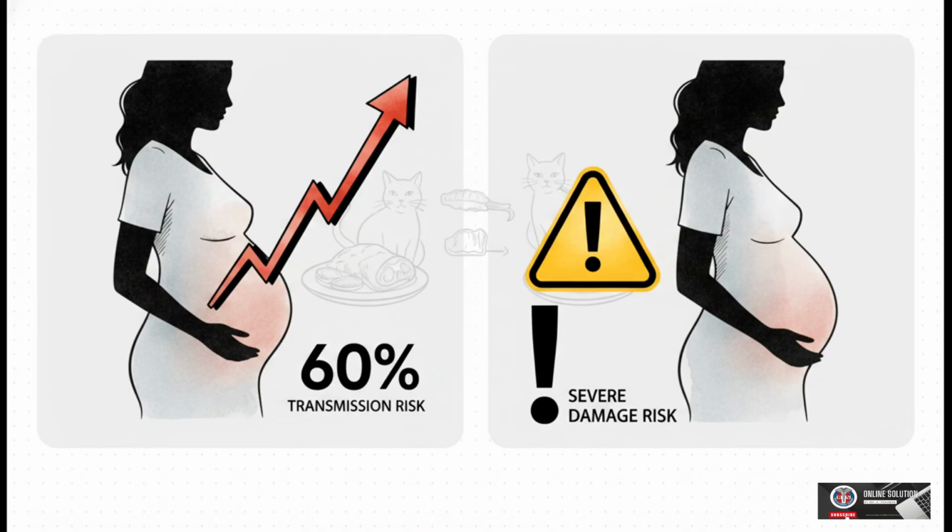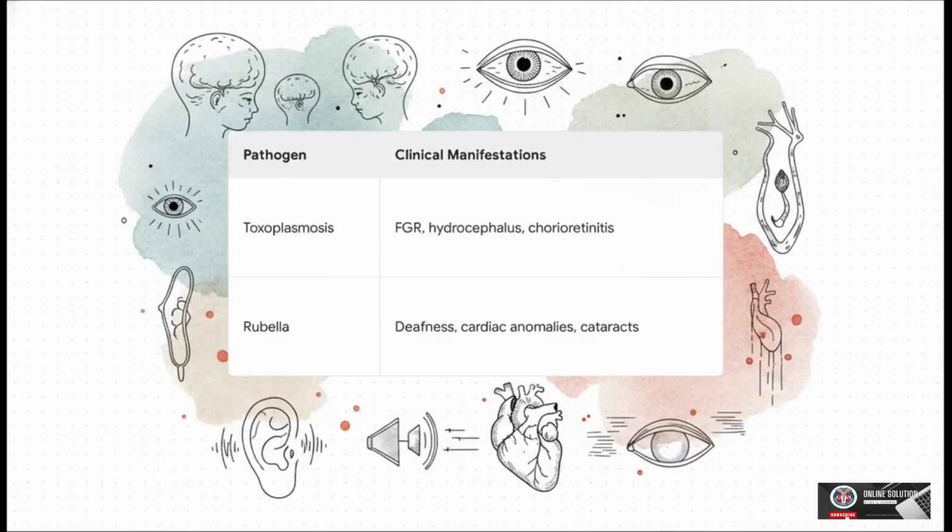However, the risk of severe fetal damage is the exact inverse. The damage risk is highest, also at 60%, if the infection happens early in the first trimester. So more transmission happens later, but much, much more severe damage happens earlier. Okay, get your flashcards ready because these are your rapid-fire board buzzwords. For toxoplasmosis, you need to instantly associate it with FGR, hydrocephalus, microcephaly, intracranial calcifications, and chorioretinitis.